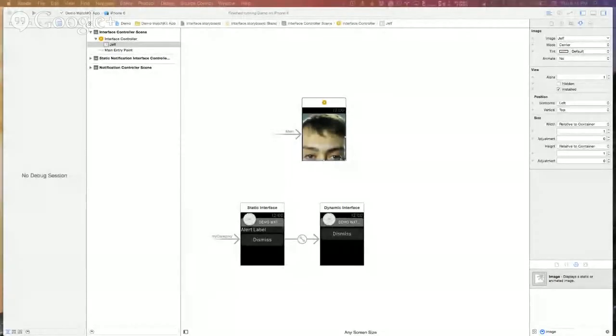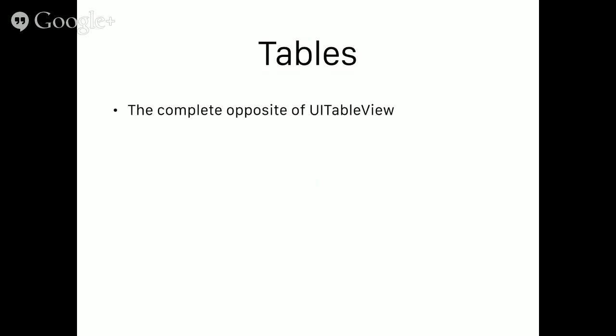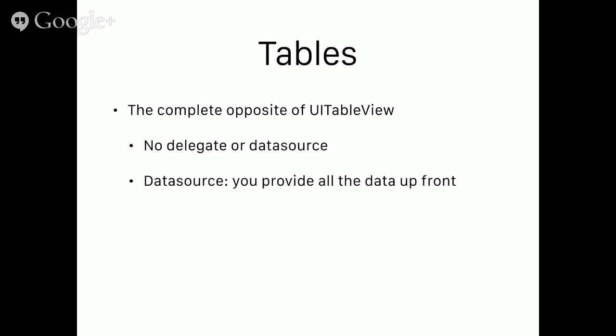Kill that. Okay. Tables. So all this stuff is building up to tables, because they take all elements of this and expand on them. We all know and love UITableView. Pretty much every iPhone introduction book uses UITableView to teach you about delegation. It's a weird concept. There's no delegate and there's no data source on WatchKit tables. The data source is just when you set up your controller, you put all the data in the table. You just give it everything.